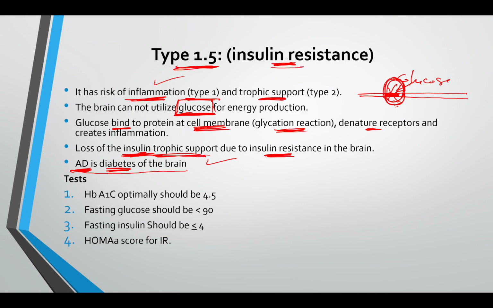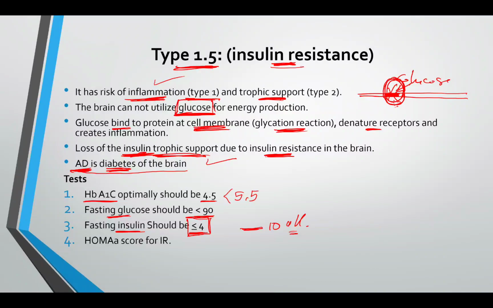Now, how do we identify insulin resistance? We need to measure the hemoglobin A1C. Optimally it should be 4.5. However, less than 5.5 is accepted. Fasting glucose should be less than 90. Fasting insulin, which is rarely checked, should be less than or equal to 4. Normally in the blood test you will see that insulin can be normal up to 10 microunits. However, in the protocol we need it to be less than 4, because we need to reduce insulin as much as we can in order to help the brain insulin resistance.